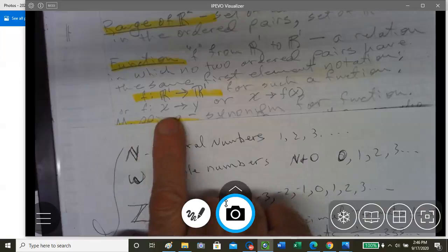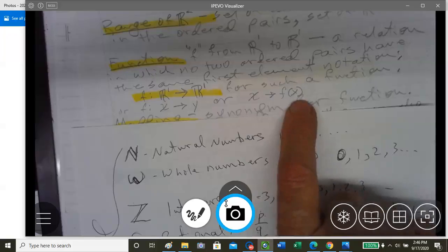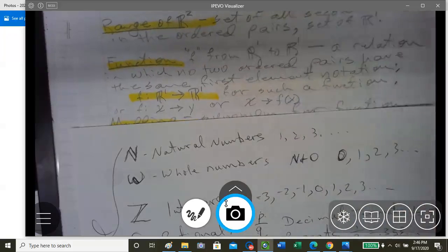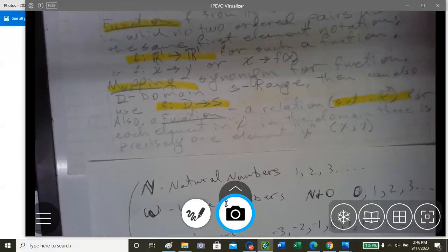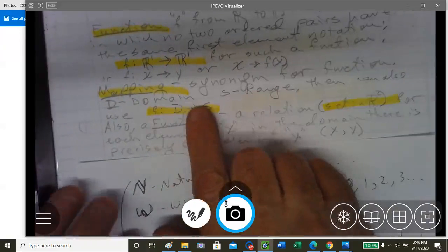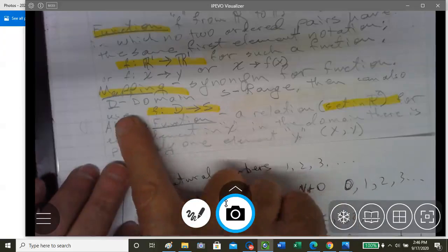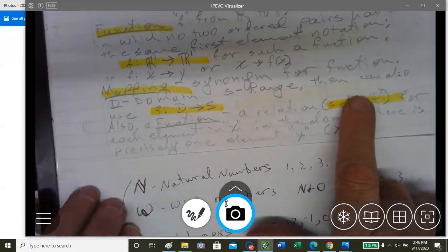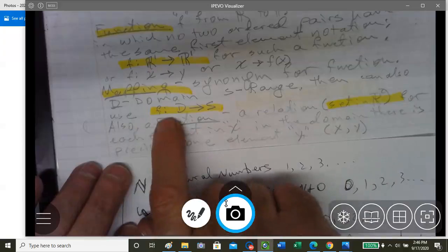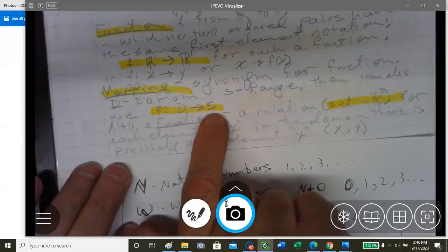And here's another way to describe it. Function: x going in, y going out, or x in, f of x going out. Mapping is a synonym for function. For domain, sometimes D is used for the domain, and sometimes S is used for the range. Then we can also use the function D for domain going in, range going out.